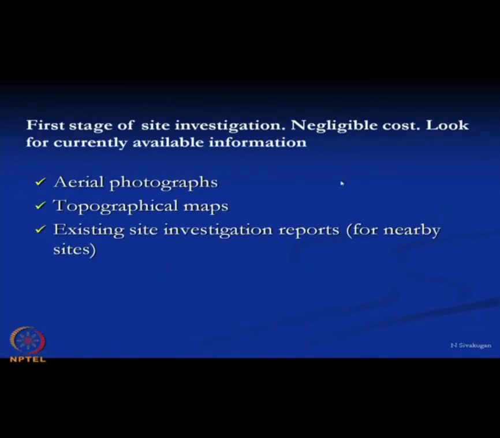Then the first stage of site investigation. We look for the currently available information, that is, what information is available before we start our soil exploration. Then aerial photographs, if available, we will collect those. Then topographical maps, if available. Then existing site investigation reports for nearby sites, if any are available, we will also collect these things. So, we will collect these things before we start our soil exploration.